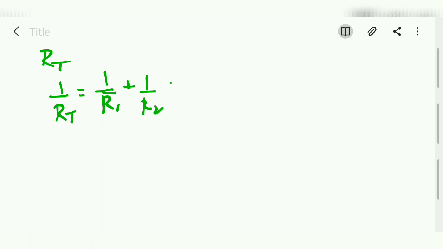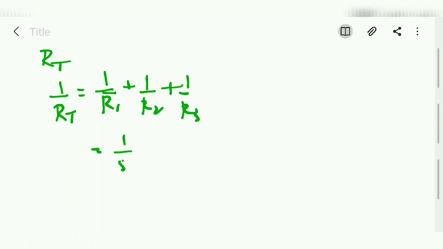And now the next part of the question: what is the total resistance? The total resistance of the circuit in a parallel connection is given by 1 by RT equals 1 by R1 plus 1 by R2 plus 1 by R3. If it is 2 resistors, it is 1 by R1 plus 1 by R2. Since we have 3 resistors, it is 1 by R1 plus 1 by R2 plus 1 by R3. Easy.